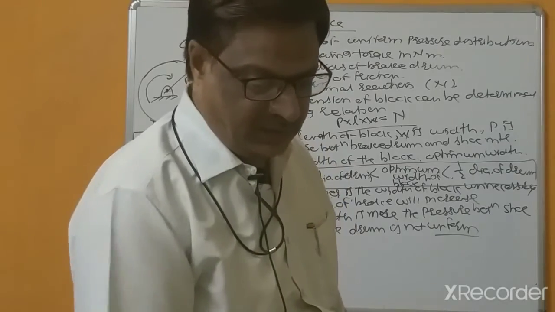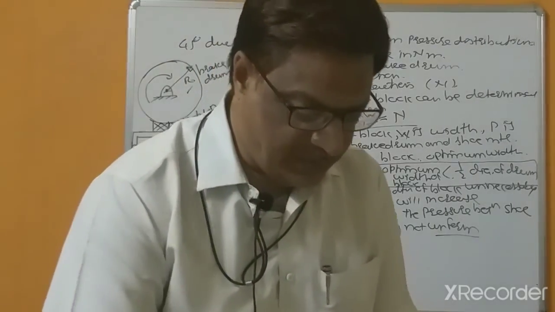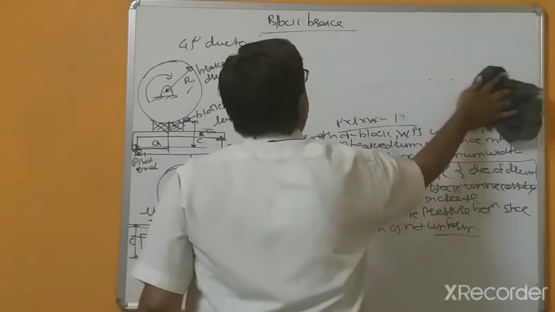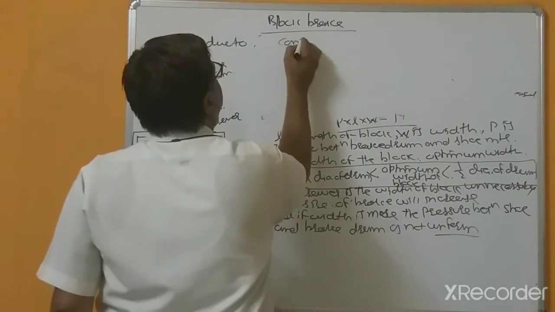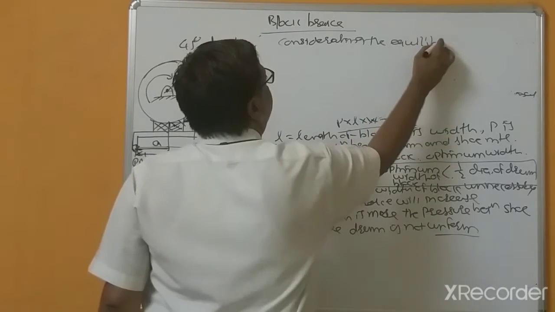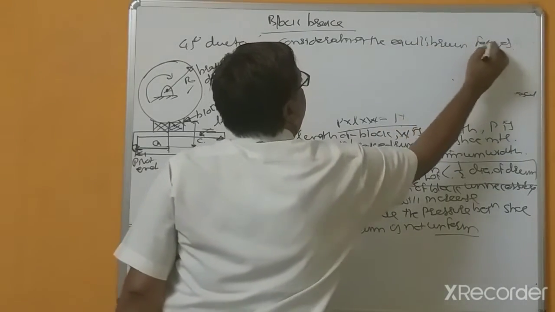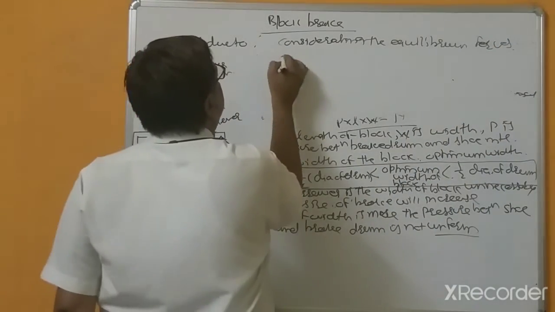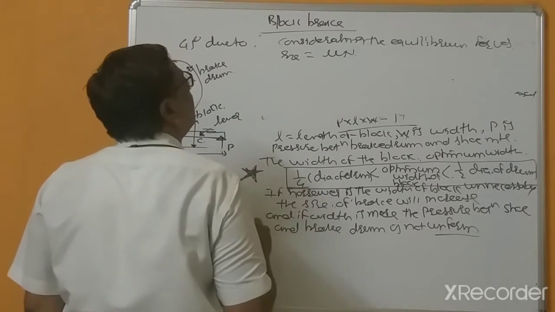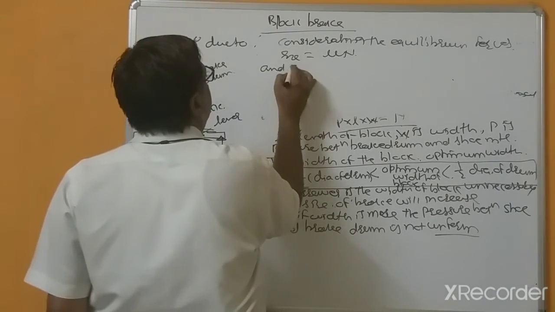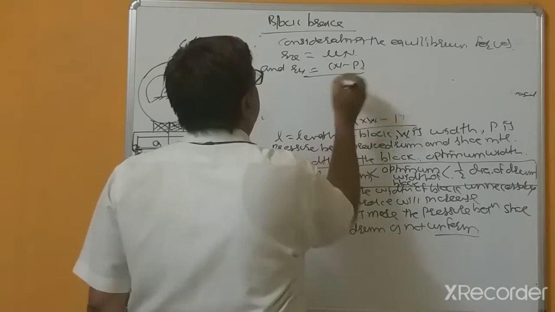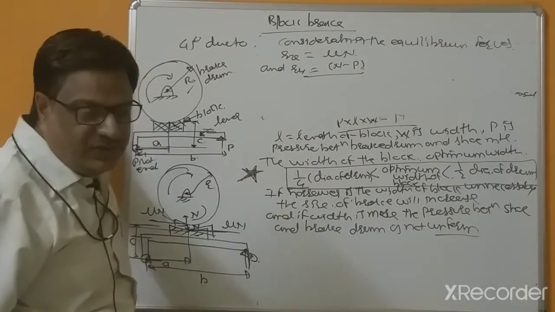So try to understand this. After that, considering the equilibrium forces, Rx, this is horizontal, equal to mu N, and Ry, vertical forces, equal to N minus P. Here two forces.